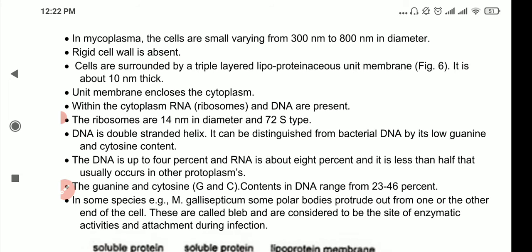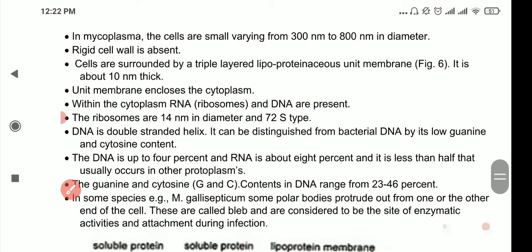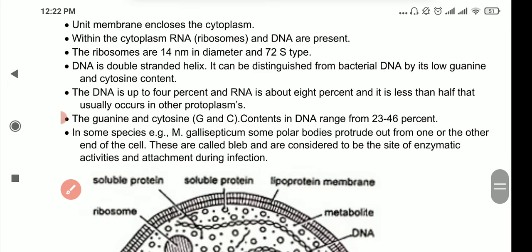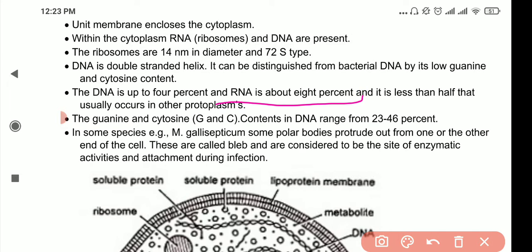So basically this is almost the same. The size is 300 to 800 nanometer in diameter. They have a thick lipoprotein layer, I already told you that. The ribosomes are present. DNA is present. 72S type, double-stranded helix DNA. We have already done that. There is one new thing. The DNA is about 4% and RNA is about 8%.